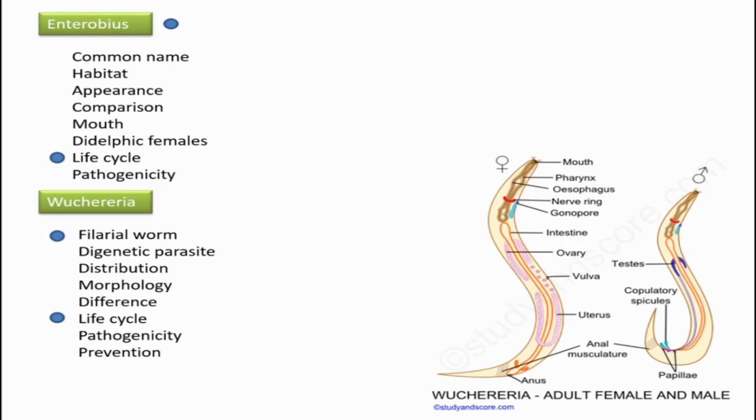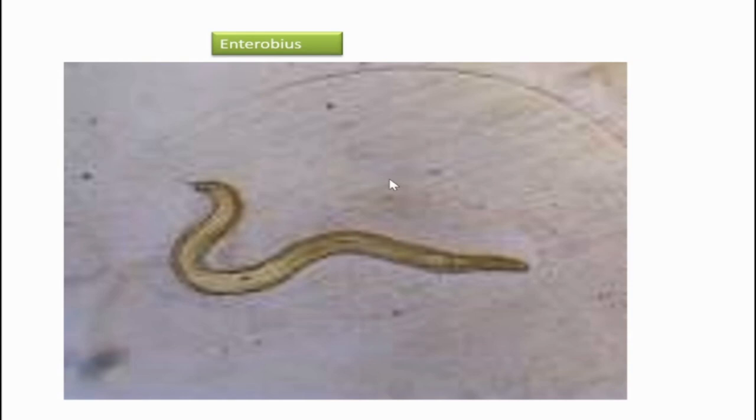Then its habitat: adult worms are found in the intestine, cecum and vermiform appendix. Cecum means the beginning of the large intestine. Then appearance. Regarding the appearance, it is small, creamy white. I have shown you that. The small, creamy white colored worm is gonochoric, meaning sexes are separate, and exhibits sexual dimorphism. Sexual dimorphism is a common feature of the phylum Nematoda.